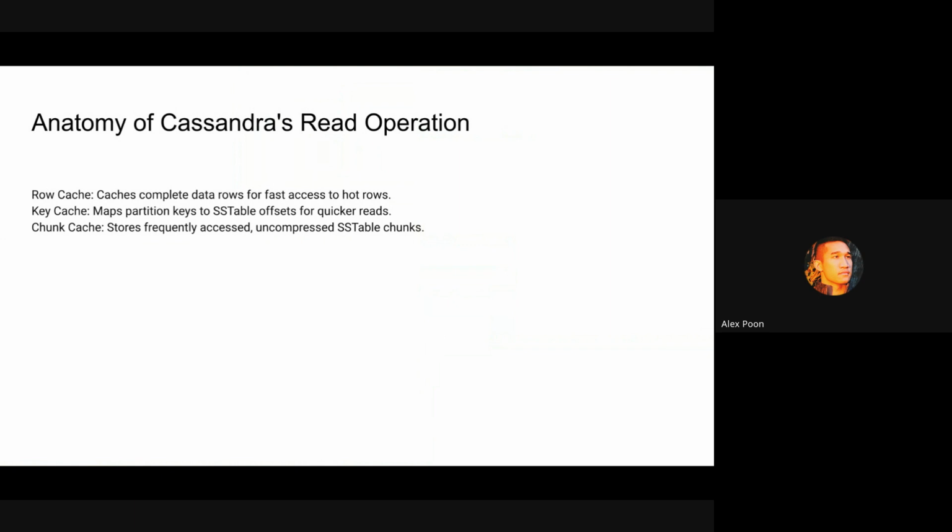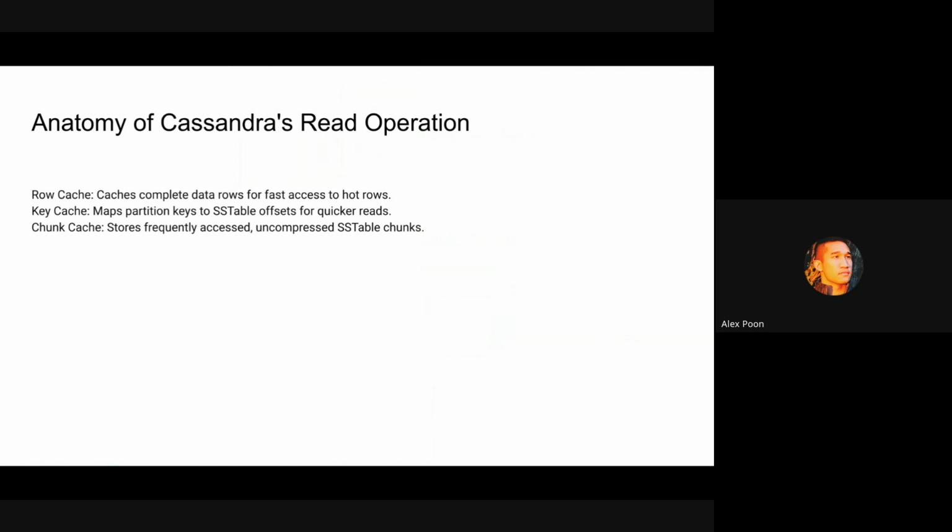Okay, to boost read performance, Cassandra provides three optional forms of caching. Row cache. The row cache caches frequently read or hot rows. It stores a complete data row, which can be returned directly to the client if requested by a read operation. This can significantly speed up read access for frequently accessed rows at the cost of more memory usage.